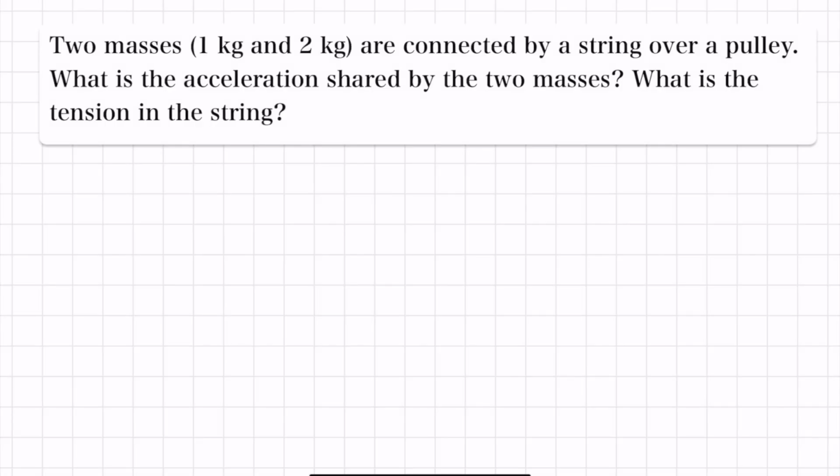Two masses, 1 kilogram and 2 kilogram, are connected by a string over a pulley. What is the acceleration shared by the two masses? What is the tension in the string?